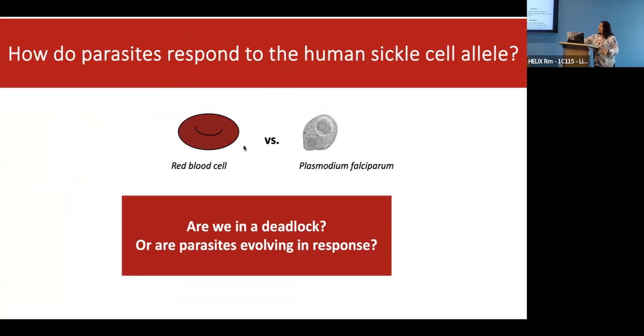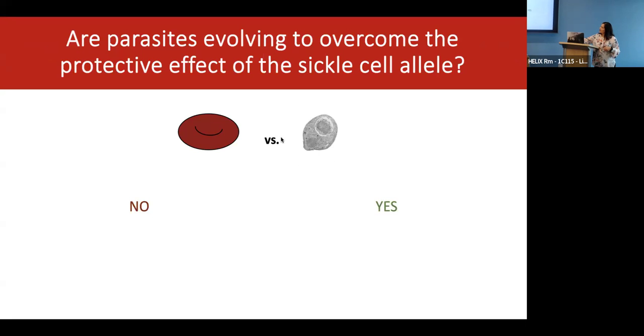So we seem to have this kind of bad situation where we have malaria, we have sickle cell disease, and they're caught together. We can't get rid of one without getting rid of the other. So maybe we're just at this impasse, but evolution is a really dynamic process. Mostly we think that parasites are adapting, hosts are adapting. Where are we in this evolutionary race with these parasites? Is this really a deadlock, or are parasites evolving in response to the sickle cell allele? In this talk, I want to go through some of the options and some of the data we're collecting to look at this question.